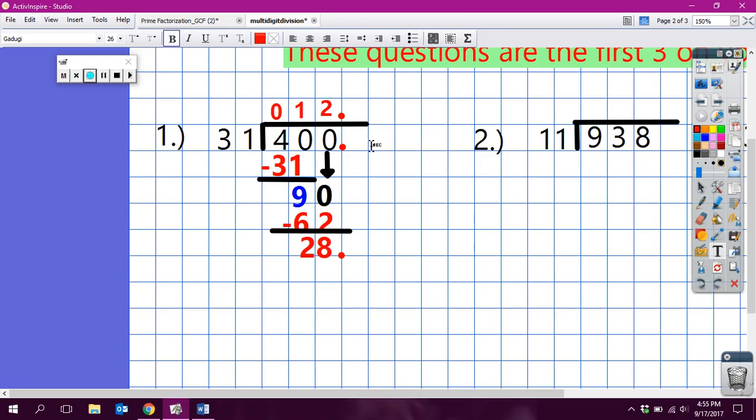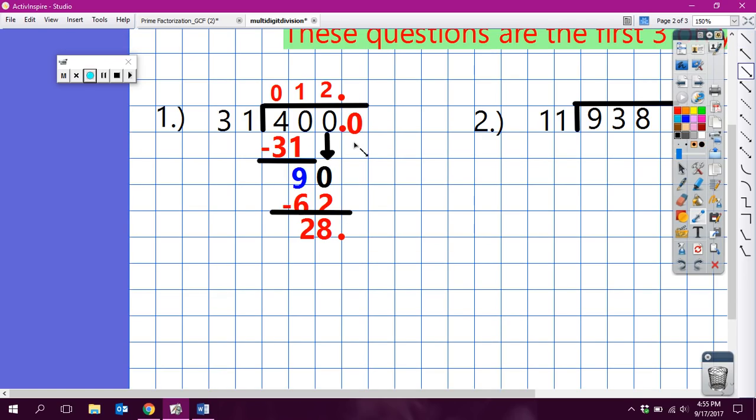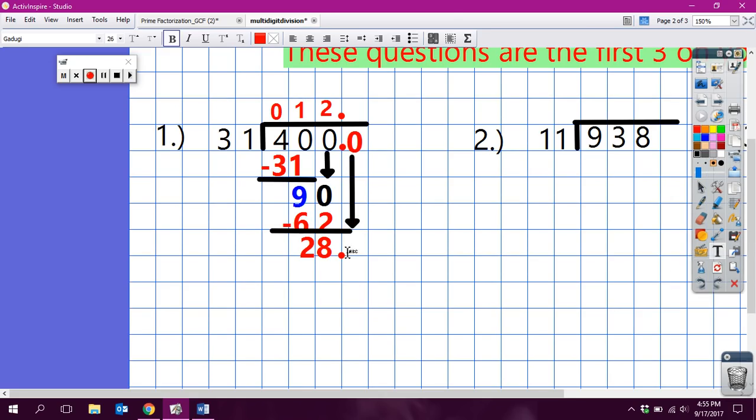But I can't just stop. I have to keep going. So that means I need to add in a 0, and that 0 has to come down here and keep my problem flowing. So I've got to add in a 0 behind this 28, which is going to turn it into a 280. And that being said, what I'm going to have to do is keep going with this group of 31 and try to fit it into 28.